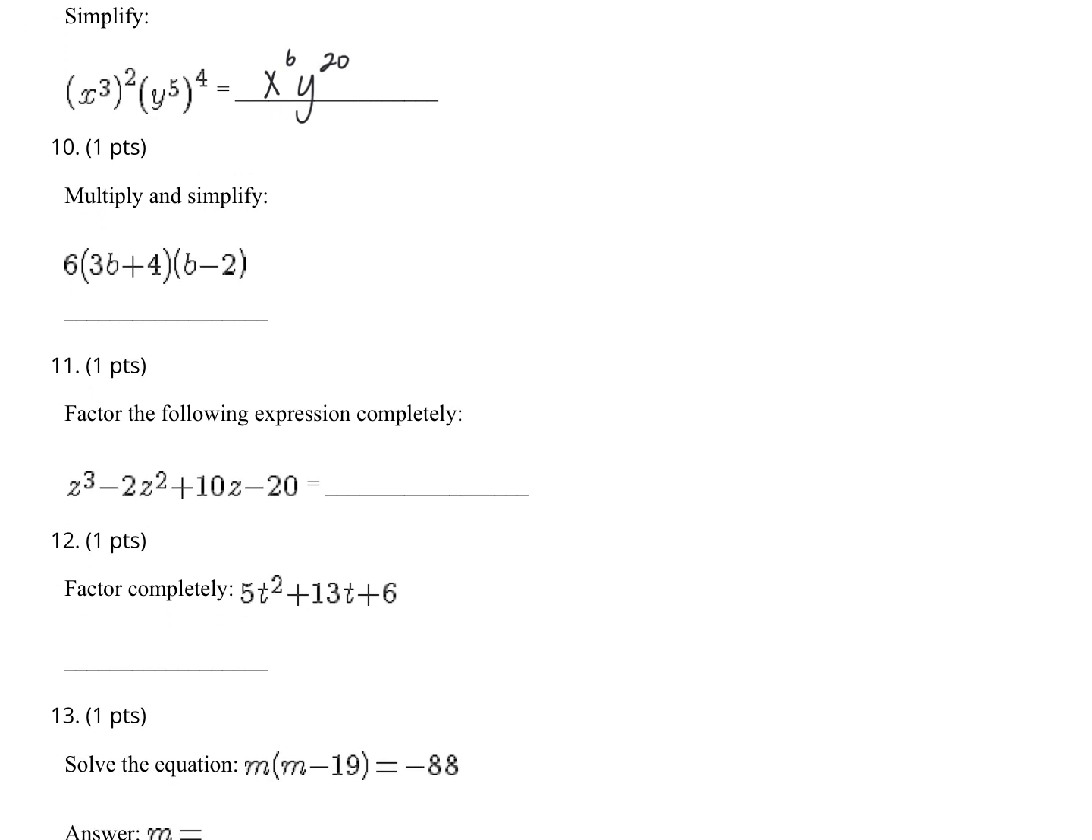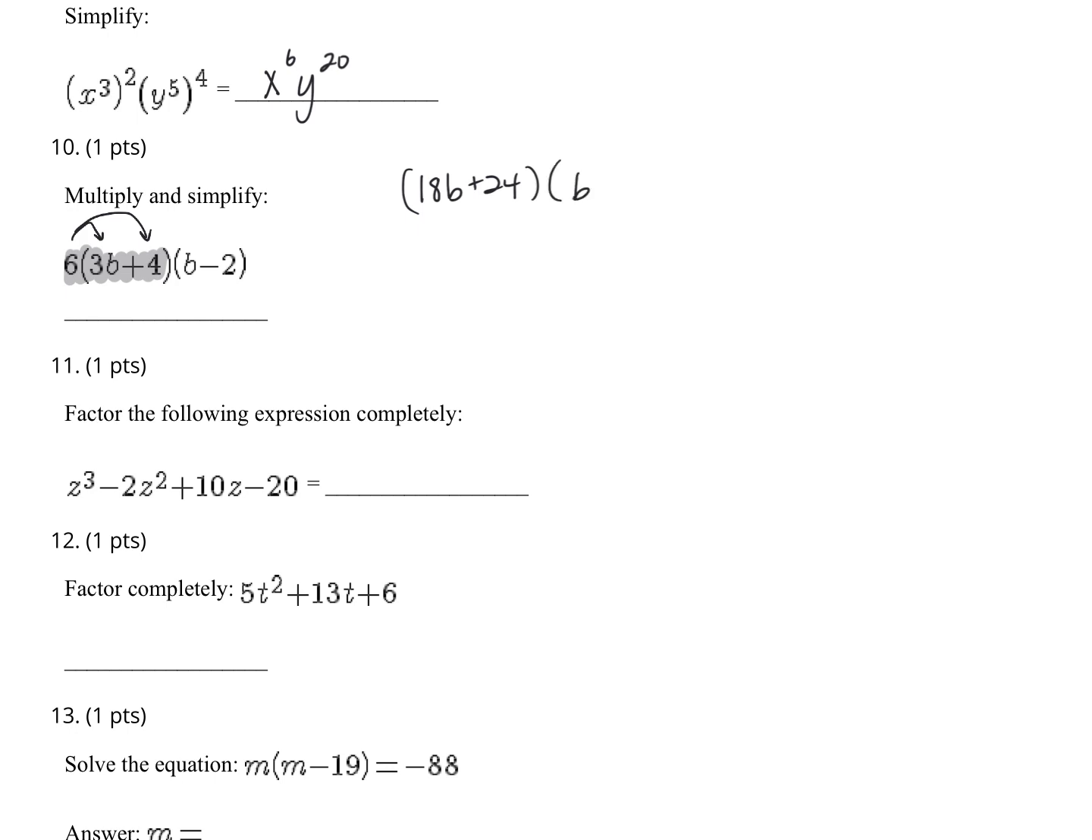Number 10, multiply and simplify. So we're just going to look at 2 at a time. So I'm going to do these first. So I'm going to distribute the 6 to both items there. I do not distribute the 6 all the way across. I only do 2 things at a time. So 6 times 3b is 18b. And then 6 times 4 is 24.